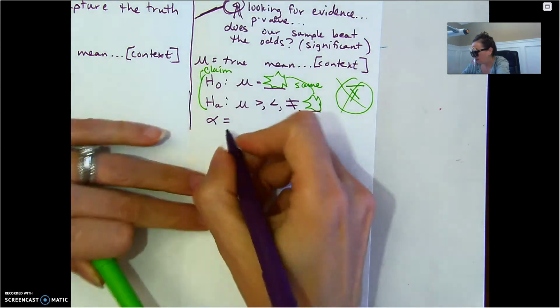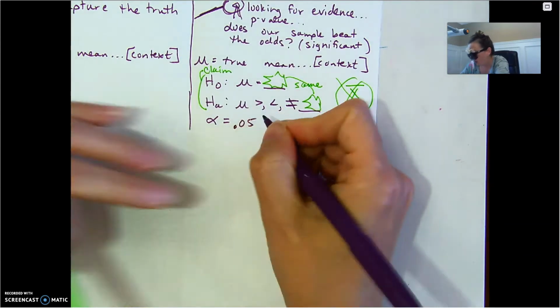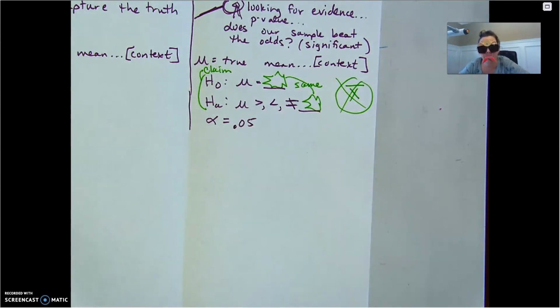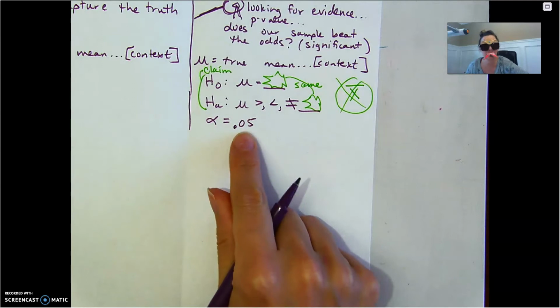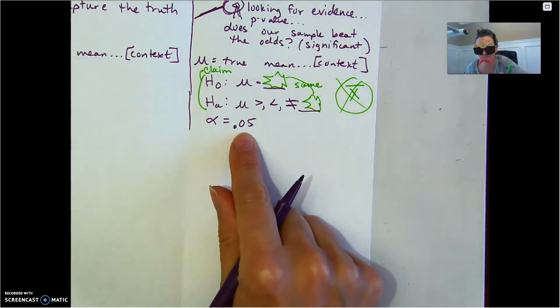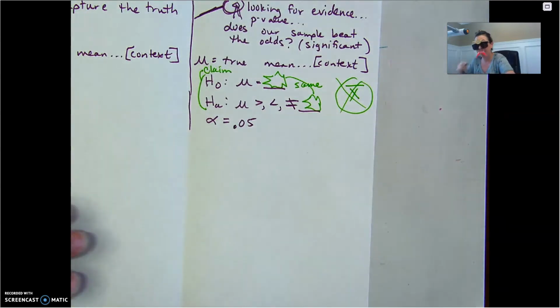Your alpha level, most of the time, it's going to be a 0.05. So if you get a sample that happens less than 5% of the time, that's usually significant. But that has wiggle room. You just want to read the problem and see what it is they want from you.